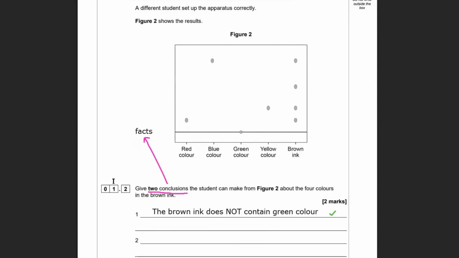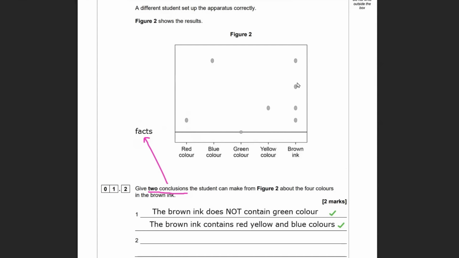Another fact, I'm going to give you all the facts here, folks. Another fact is we can say the brown ink contains, and these could be separate marks depending on the mark scheme, but it contains red, yellow, and blue. Red, yellow, and blue colors. Now, maybe that's 3 different points and they could get you the 2 marks, but you never know with the mark schemes. So there's definitely 2 separate points, possibly 4 if that's 3 separate points.